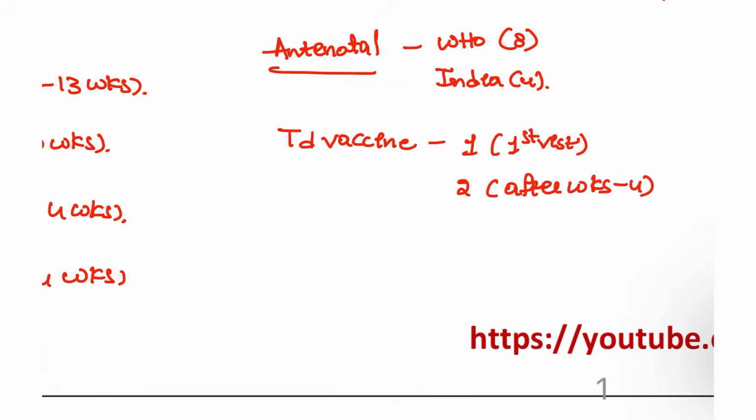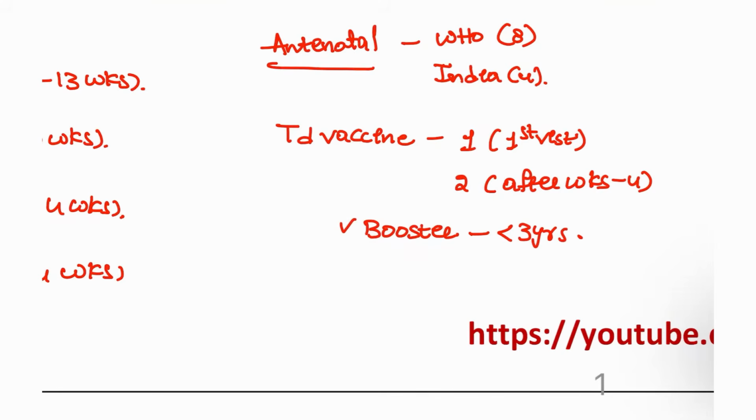Next, the third one is the booster, given only if the 2 doses of immunization were given less than 3 years ago. If it is less than 3 years, only then can we go for the booster dose. This is how we follow the protocol.